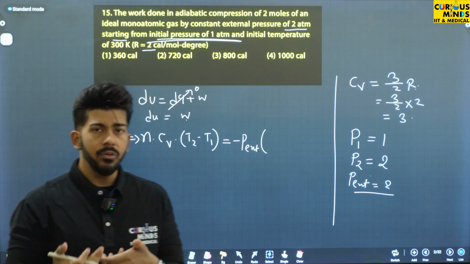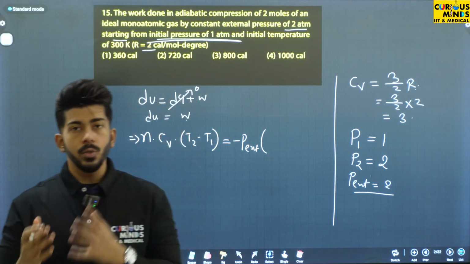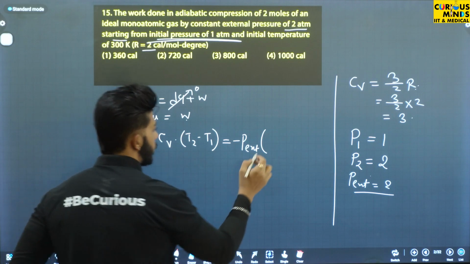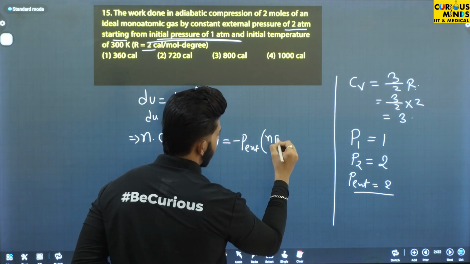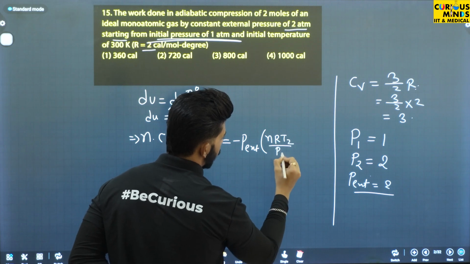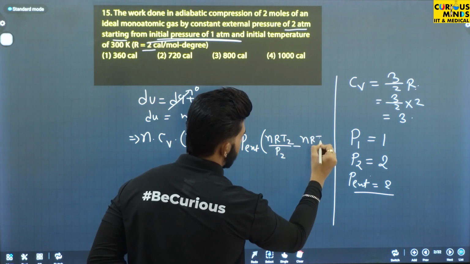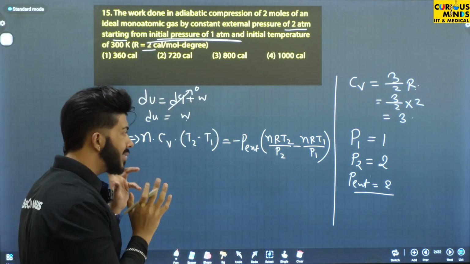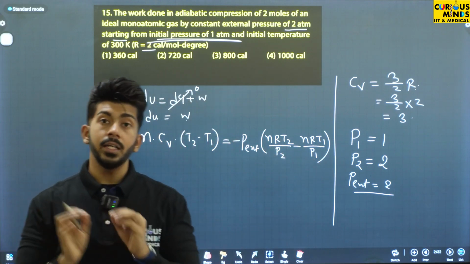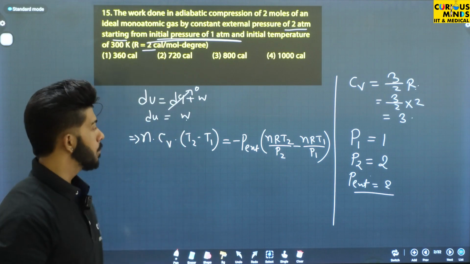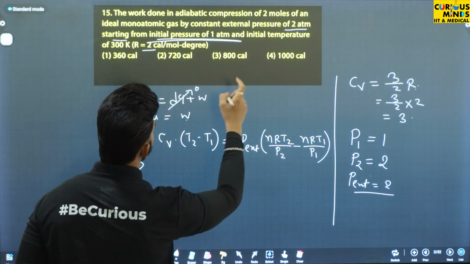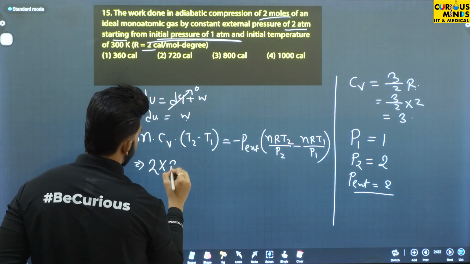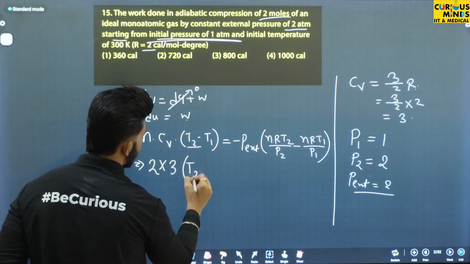But do we have that V2 value, V1 value? No, we don't have. So rather what we can do is convert this volume to pressure terms. That means in place of V2 minus V1 I can write nRT2 by P2 minus nRT1 by P1. It will be better because all the values are given. From this equation you can find out the final temperature, because that will be needed. n is 2 moles, already given. 2 into CV, whose value is 3, into T2.